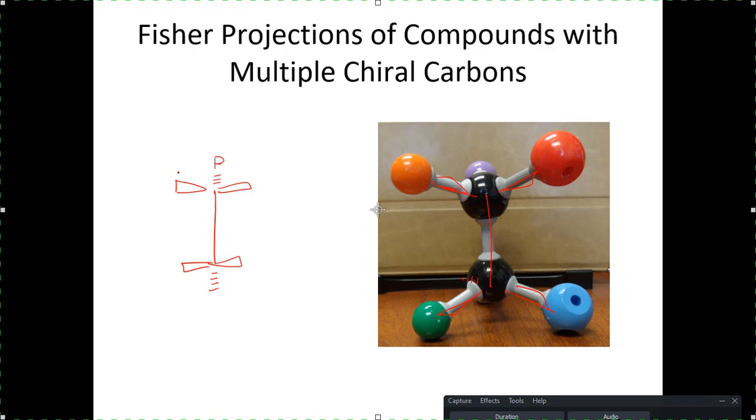So the orange is towards you to the left. The red is towards you to the right. The green is towards you to the left. The blue is towards you to the right. And then the white is what you're not seeing behind here. So that is our Fischer projection. Now, can we turn a Fischer projection into a Newman projection? We certainly could. It's going to depend on our perspective.